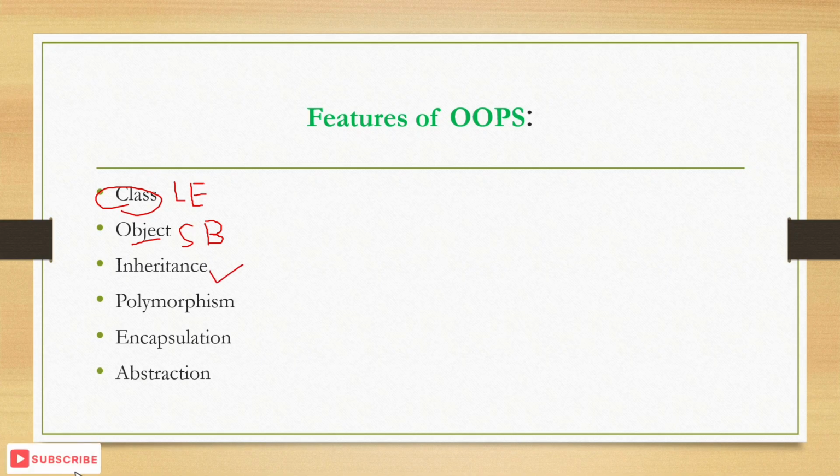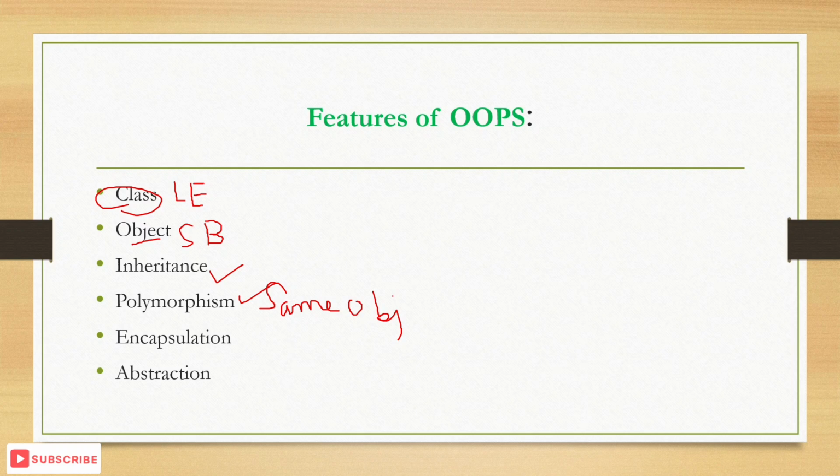Okay, next we have inheritance. What is inheritance? Inheritance means reusability. We can extend our classes multiple times and reuse them. That is called inheritance. Okay, after that we have polymorphism. What is polymorphism? Let me write it for you. It's the same object. So the same object having different behavior is known as polymorphism.